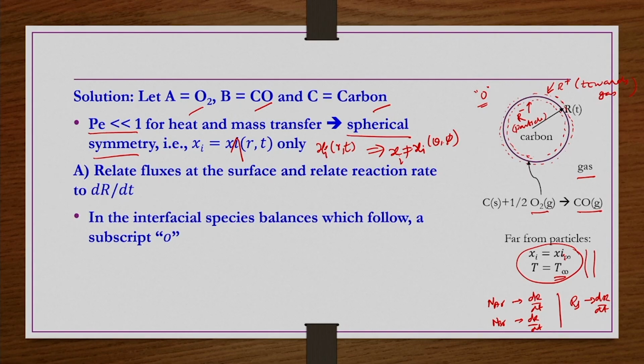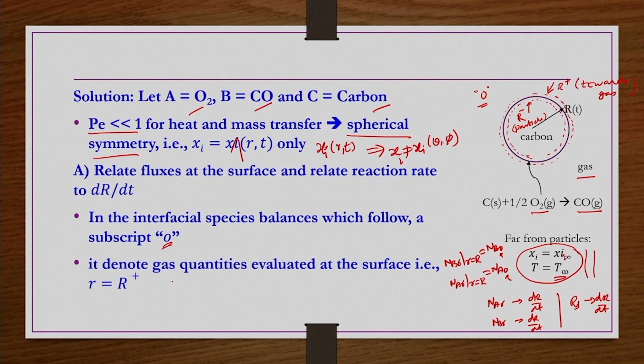So, in the interfacial species balance, which follows a subscript O, we are going to write, let us say, the flux N_Ar at r equals capital R, we will be calling it N_A0. Similarly, N_Br at r equals capital R, we will be calling it N_B0. This naught indicates that it comes out of the interfacial species balance. And it denotes gas quantities evaluated at the surface, that is at r equals R plus, towards r equals R plus only gaseous species are there, because carbon is not going into the gaseous state, because it is a solid, carbon is a solid particle, right.